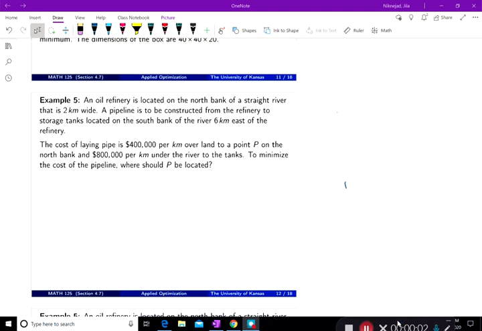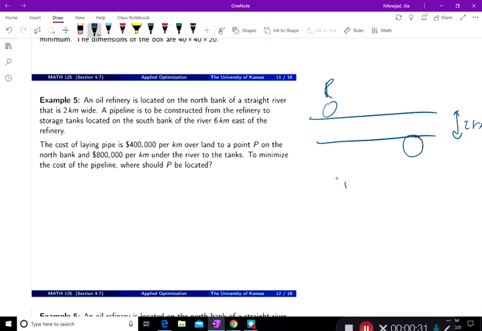We're back to section 4.7, example 5. An oil refinery is located on the north bank of a straight river that is 2 kilometers wide. So this is the straight river, 2 kilometers wide, and the refinery is up here. A pipeline is to be constructed from the refinery to a storage tank located on the south bank and 6 kilometers east. So here is 6 kilometers, and this is the storage tank.